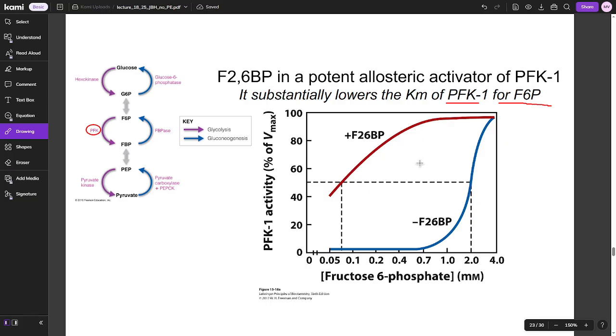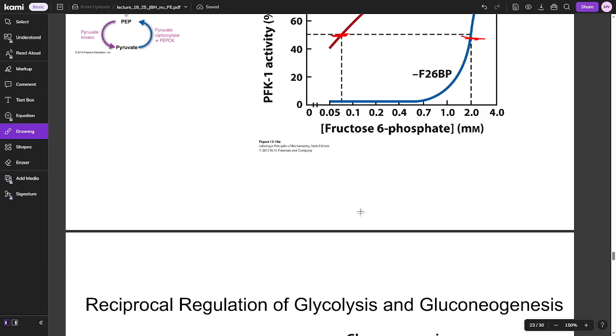So what is happening? Basically, this fructose 2,6-bisphosphate, when added, will allow the Km to be around here, but if there's no fructose 2,6-bisphosphate, it's all the way over here. Notice that it's a massive difference in concentration required to reach half Vmax. Like, actually massive. Like 40 times larger, right? If there's no fructose 2,6-bisphosphate. So it's a very potent activator of PFK1, right?